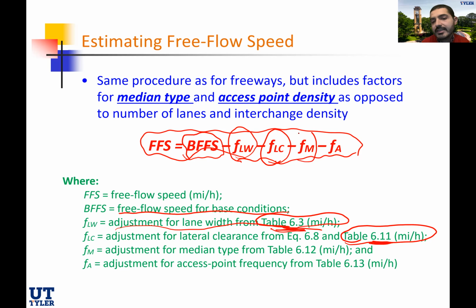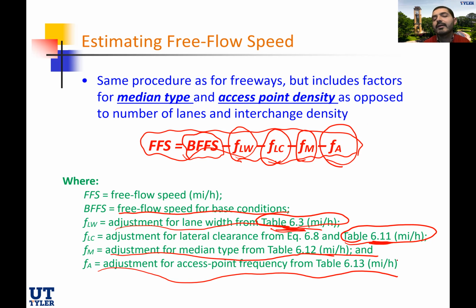Then we have FM. This is now a new factor. FM is an adjustment for median type. What kind of median do you have? That's also going to govern the correction factor, whether there is a median or no median. FA is the number of access points. We're also going to have a table to determine that. So, similar to freeways, we need to estimate the free flow speed based on the base free flow speed, and then we subtract some factors from that number based on the condition of that facility.